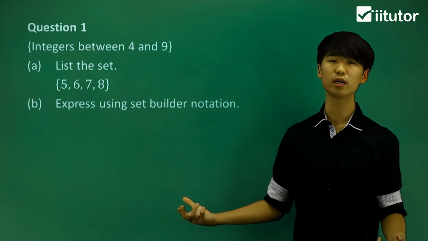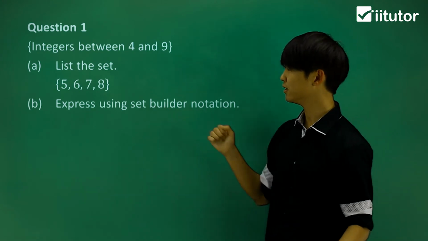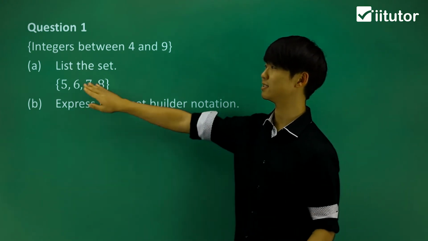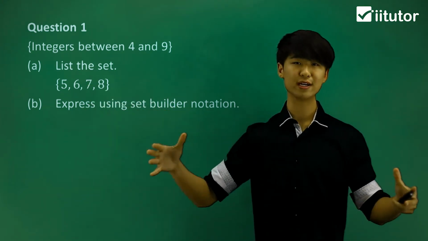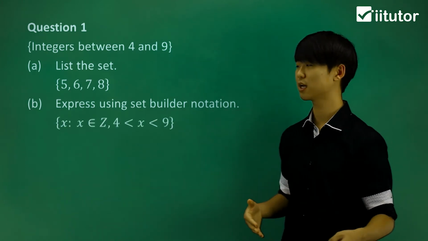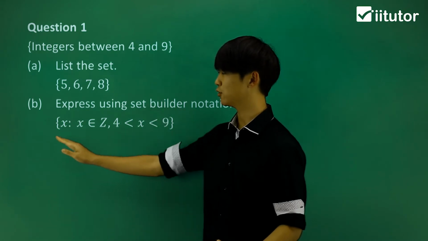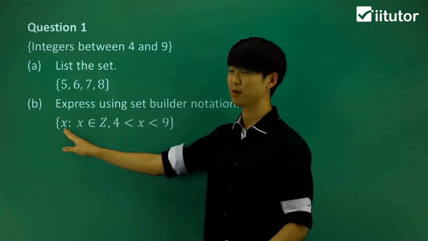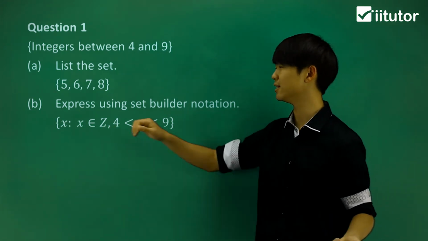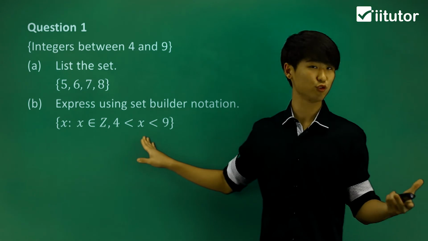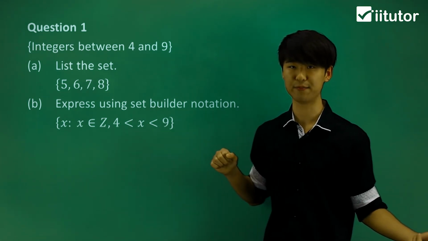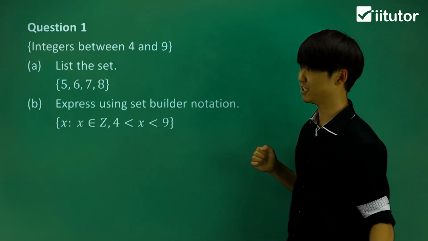Now in the next part, we're going to try and express this set using set builder notation. What that means is instead of listing the set like this, we want to summarize it in a nice builder notation. So this is the answer, and let's go through it. Again, we use curly brackets, and for my given x values, where x is an element of the integers, represented by Z, then to describe it, x is in between 4 and 9. This is how we describe this set using set builder notation.